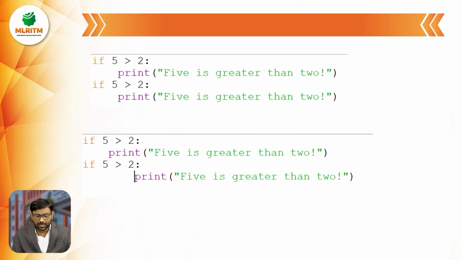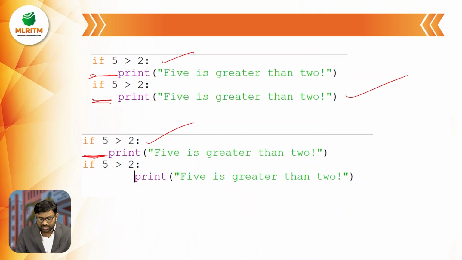Here if you check, if 5 is greater than 2, print 5 is greater than 2. Here indentation is there, so it is correct. Here also indentation is there. If 5 is greater than 2, print 5 is greater than 2. Here also indentation is there. So both are correct. The first statement is correct. Coming to the second example, if 5 is greater than 2, here if you check the indentation, some space is here. Okay? For the next statement, if 5 is greater than 2, here more space is there.